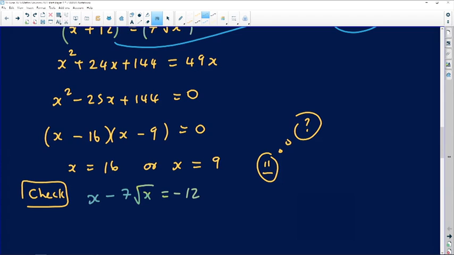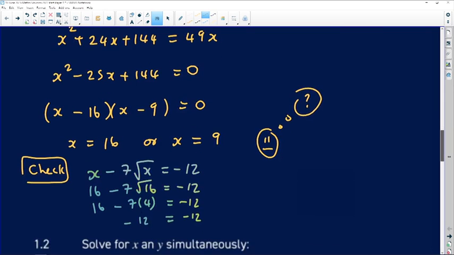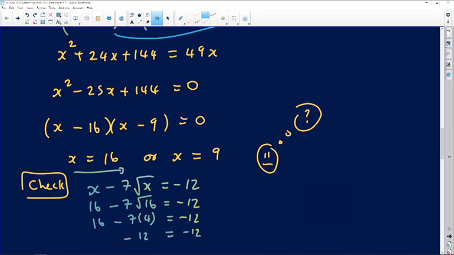So x minus 7 square root x equals negative 12 is what I was given. So I'm going to substitute 16 there. Is 16 minus 7 times the square root of 16 equal to negative 12 or not? I think you'll agree with me that the square root of 16 is 4. So I'm sitting with 16 minus 7 times 4. And 16 minus 7 times 4 will give you the value negative 12 on the left-hand side. So negative 12 is equal to negative 12. That means that the answer 16 is actually valid. So I'm happy with this. This actually works.